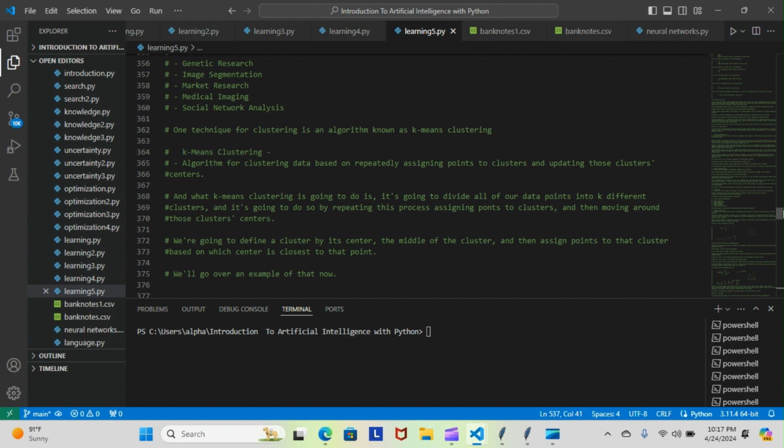What k-means clustering is going to do is divide all of the data points into k different clusters. It does so by repeating this process of assigning points to clusters and then moving around those cluster centers. We're going to define a cluster by its center, the middle of the cluster, and then assign points to that cluster based on which center is closest to that point.